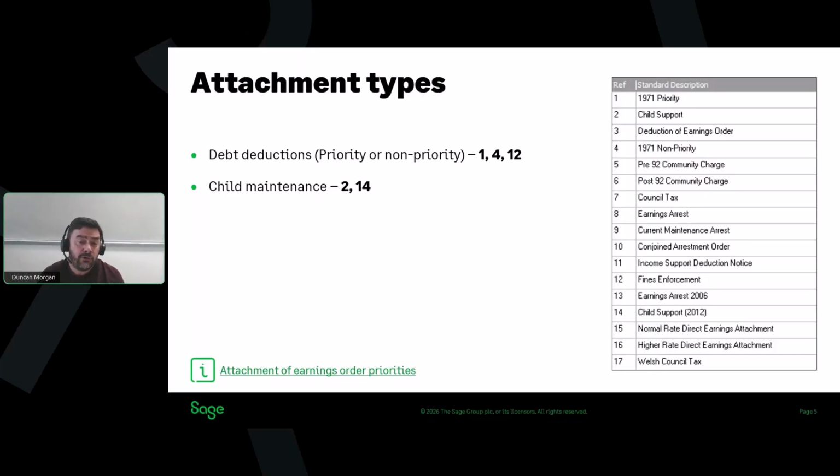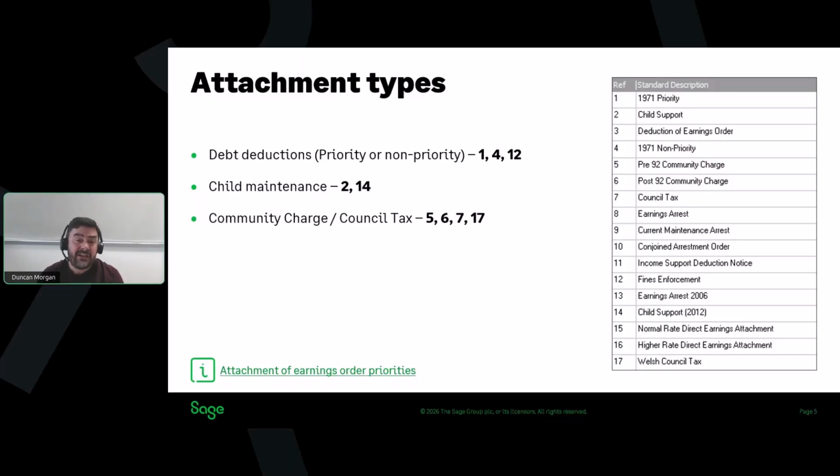And there is reference number 14, which is labeled Child Support 2012. And this is for more recent child support orders, where the protected earnings are calculated as a proportion of the taxable pay. So if you're told that the protected earnings is 60% of your employee's pay after tax and national insurance, you would need to use attachment type 14 for that type of order. Or if you're told there's a specific protected earnings amount, you would use number 2.